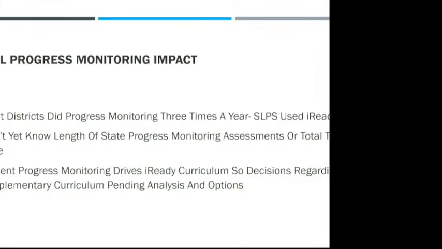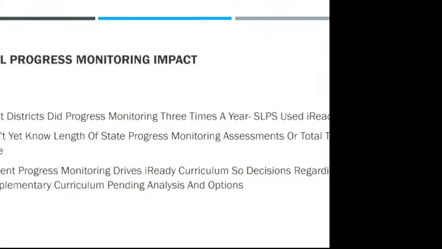So the question is, how does that impact us locally, on what we do at the local level? We currently do progress monitoring using iReady, and many of you are extremely familiar with that. The results of those assessments are used by teachers from an instructional standpoint, and they also drive the actual curriculum in iReady that is served up to each individual student.